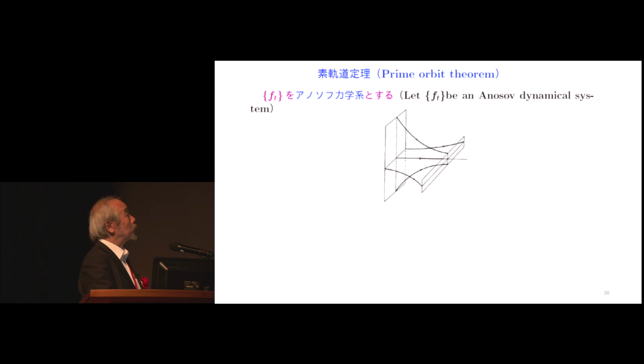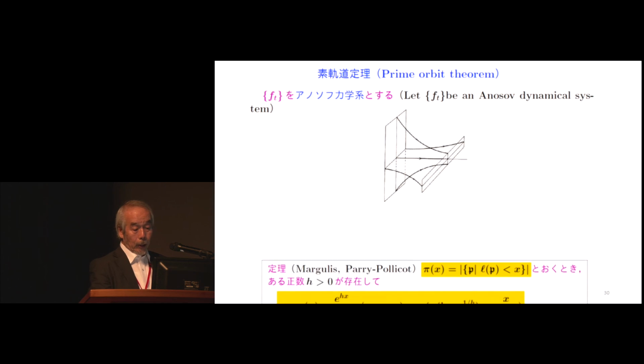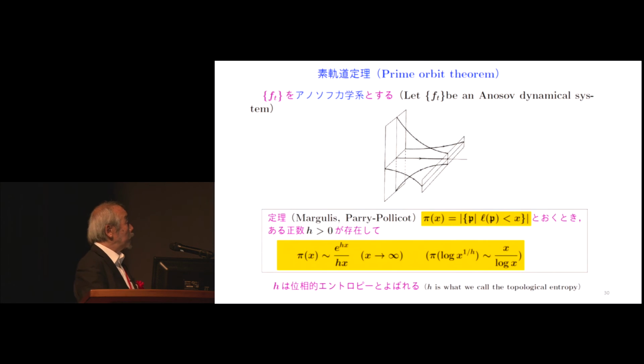And the prime orbit theorem. This is an analogy of the prime number theorem. Let F_t be an Anosov dynamical system. I don't have time to give a detailed explanation. Suppose there is a vertically long rectangle. Over time, it transforms into a horizontally long rectangle. And this change takes place at all states in this closed dynamical system. Even if you have a similar initial condition, over time the chaotic state occurs. Therefore, this is a very unstable system.